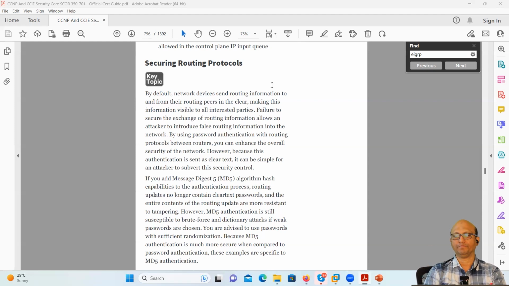So they always do neighborship first, then make the topology table, then form the routing table. Here we are not learning the routing protocol itself. We are learning what exactly happens at a basic level, how these protocols behave, and what the meaning of routing is. When you run a routing protocol, they start exchanging the networks, or you can say routing information.